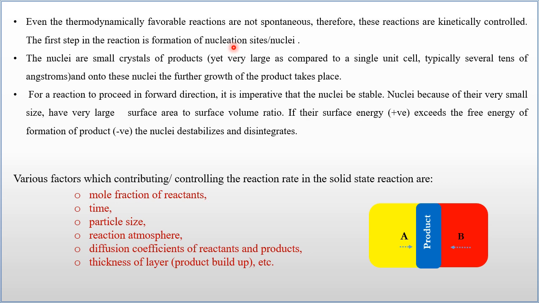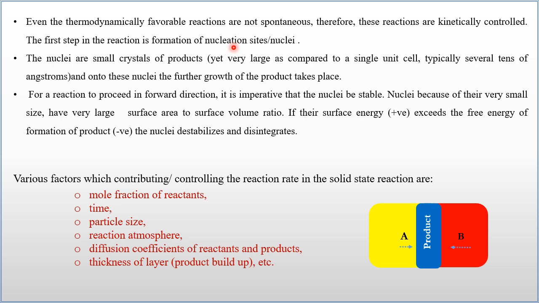the nuclei must be stable, and because of the very small size of the nuclei, they have a very large surface area to volume ratio. Therefore their surface energies are quite high, quite positive and big in number, and they tend to exceed the free energy of formation of product. So for a stable formation of a stabilized nuclei, it is required that a balance is established between the surface energy as well as the free energy of formation, so that the reaction can proceed in the forward direction.